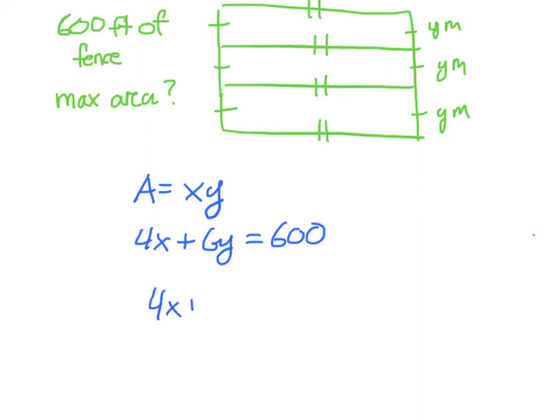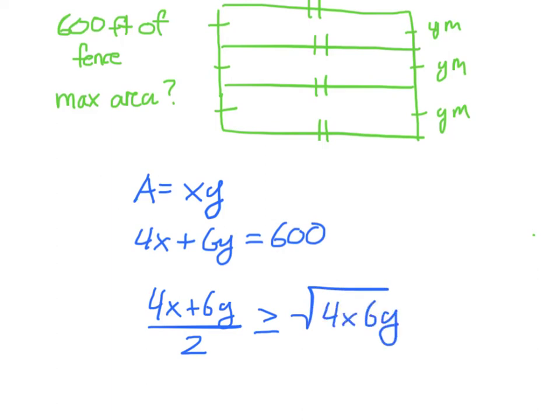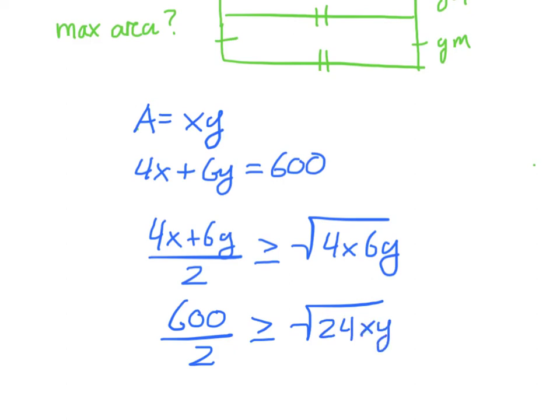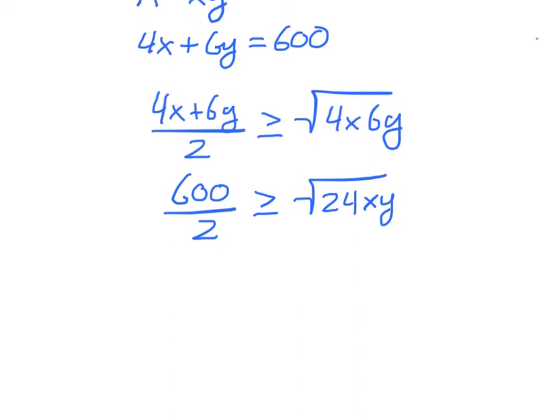So I have 4x plus 6y, and the arithmetic mean of those two numbers is the sum divided by 2, and that has to be greater than or equal to the square root of their product. But we know that 4x plus 6y is equal to 600, so I can substitute that into the inequality. So I have 600 divided by 2, and doing a little bit of simplification, we have the square root of 24 times xy. We're going to keep going with the simplification here. So we have 300 is greater than or equal to the square root of 24 times xy.